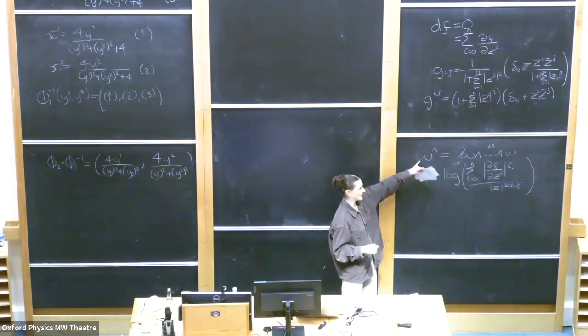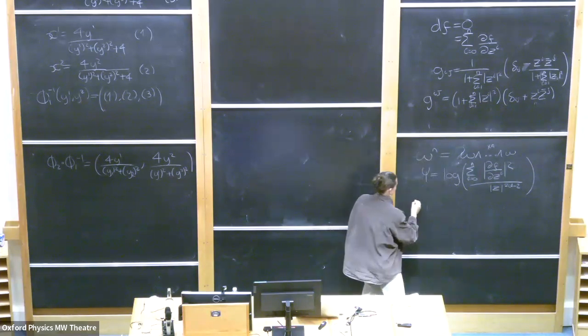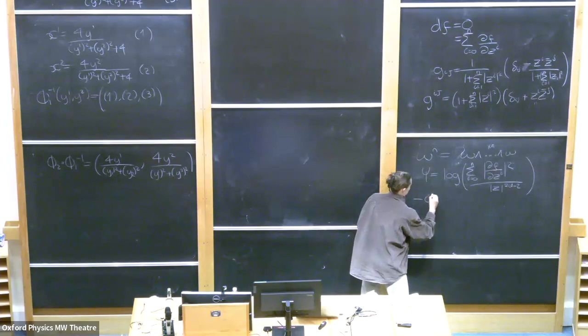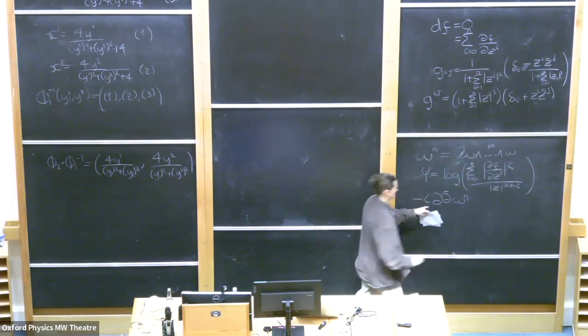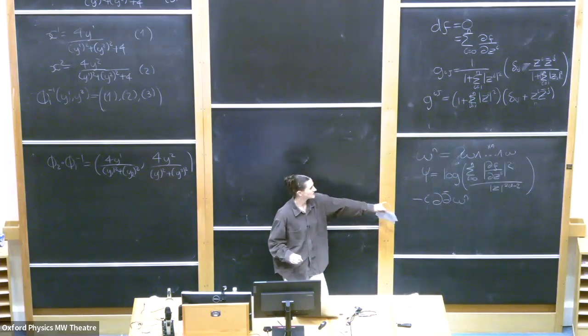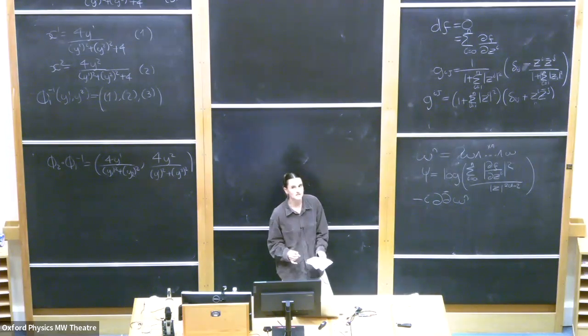And then once you have your expression for omega to the power of n, you're going to want to substitute it into this expression here. Any questions?